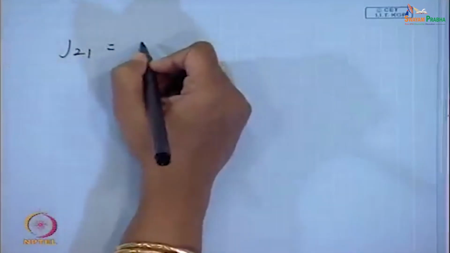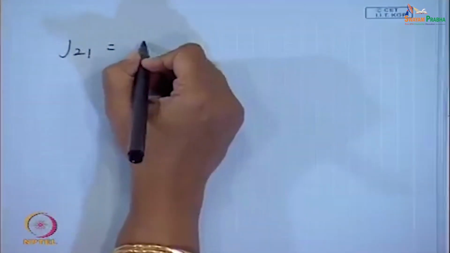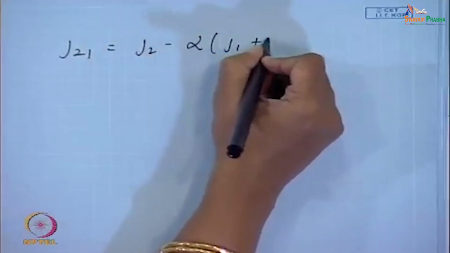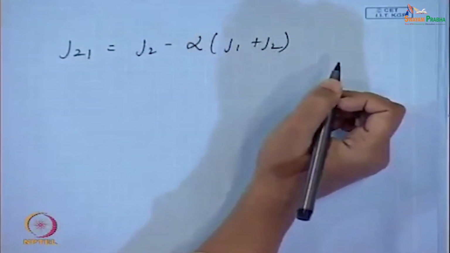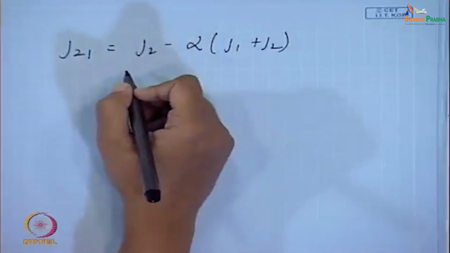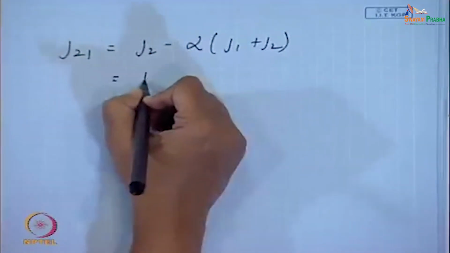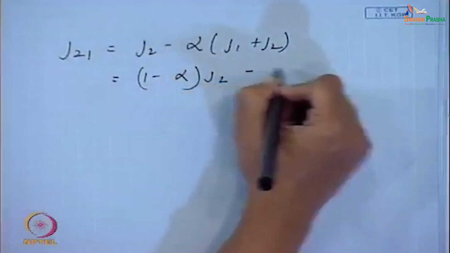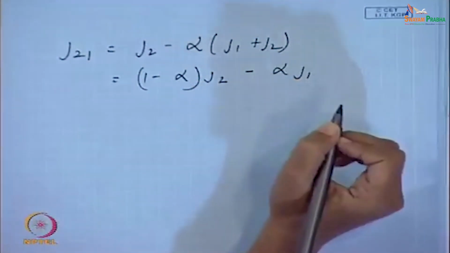Yeah. So, this you do not see now, let me see. Now, what is the second way of representing it? The second way of representing it is, I have this equation J21 equals J2 minus alpha J1 plus J2, is not it? Or this can be written as 1 minus alpha into J2 minus alpha into J1.